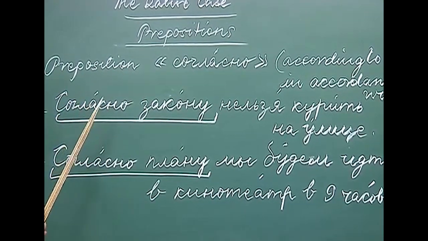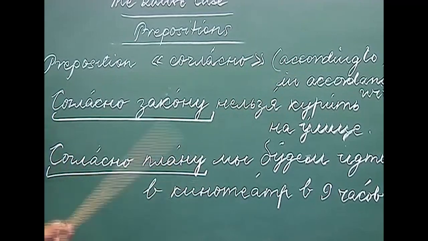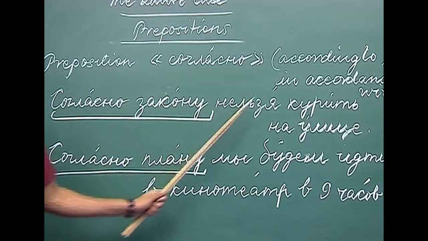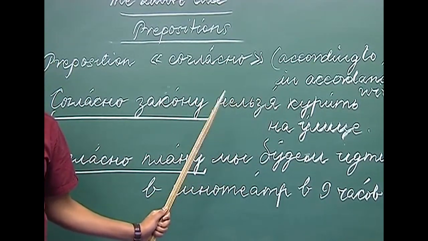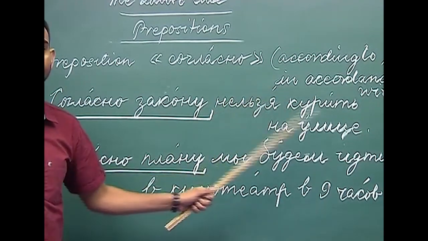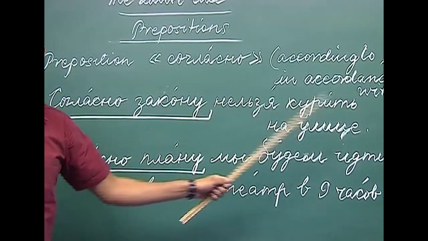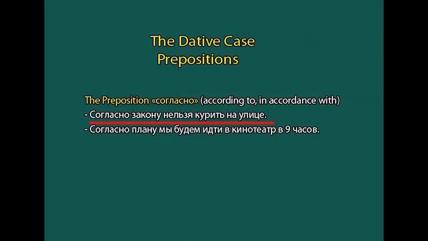Согласно, as I have already told you, means according to or in accordance with. So, according to the law, закон is law, нельзя курить на улице. You already know this word нельзя, which means one is not allowed or it is not allowed to smoke on the street. So, as per the law, it is not allowed to smoke on the street. So, here as you can see, закон, which is the masculine noun, has been used in the dative case.